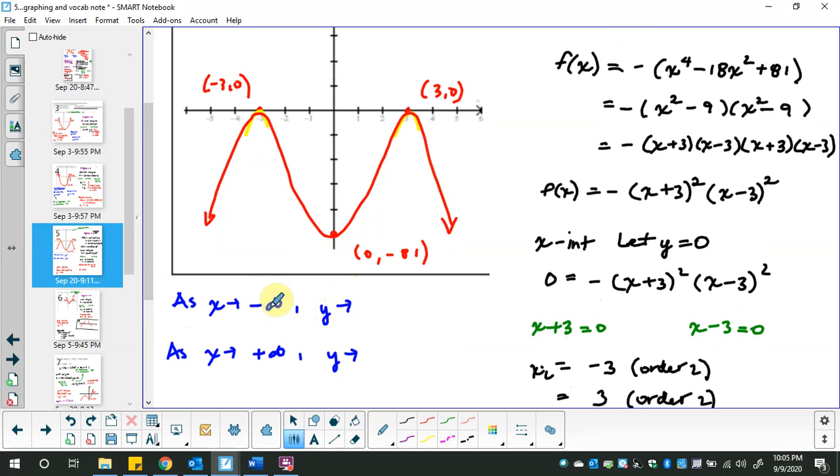So this says, as x gets heavy into the negatives, what happens to the picture? As x gets heavy into the negatives, this picture is going down. Down is also heavy into the negatives. As this picture goes heavy into the positives on the x, what happens to the picture? It's heading down. You have a 50-50 chance there. Hopefully you get it each time.